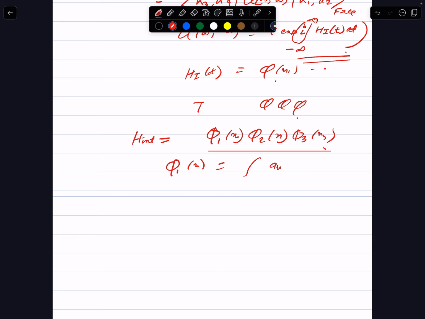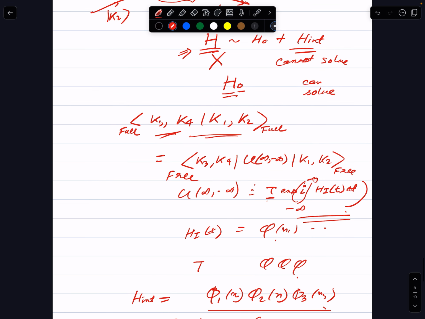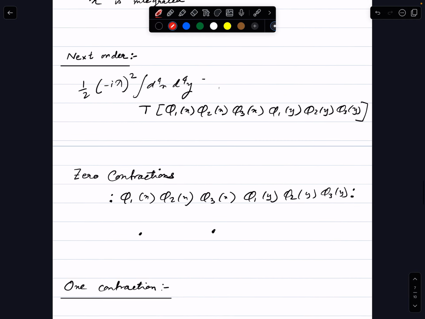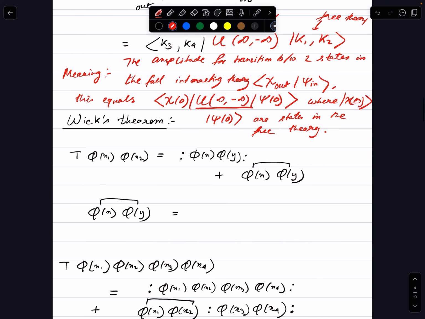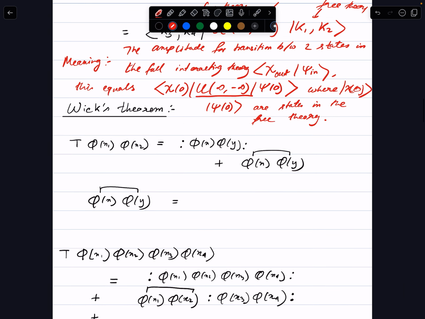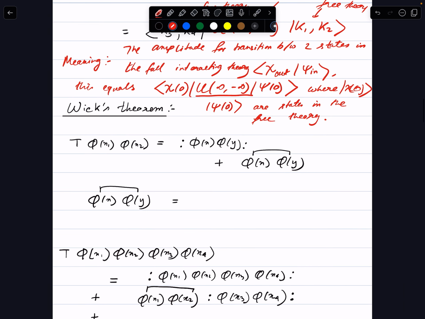But what we have here is a time ordering. So it will be very convenient if we can find a relation between time ordering and normal ordering. And in fact, such a relation does exist, and it's called Wick's theorem. So I will simply write down Wick's theorem here, and then the proof is by induction, and it's not very illuminating, but you will do it in an exercise. But let me write it down.